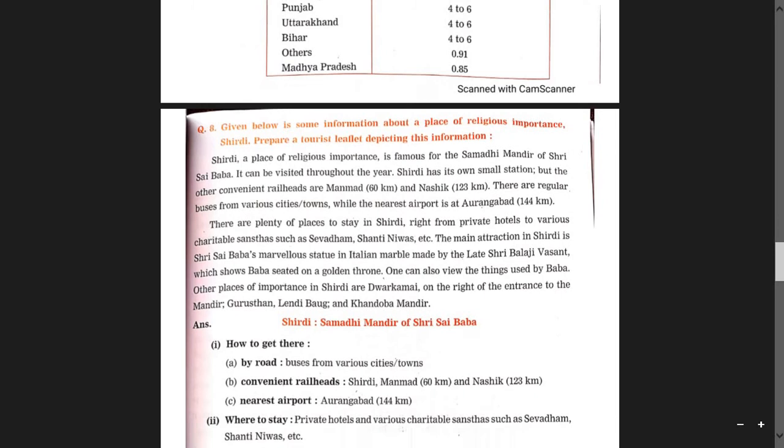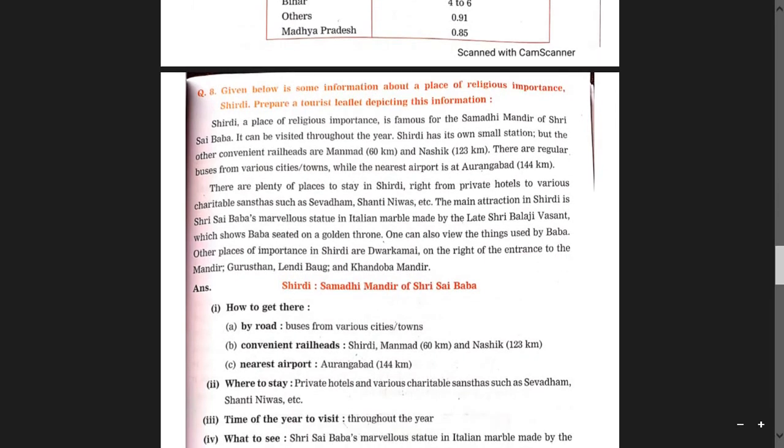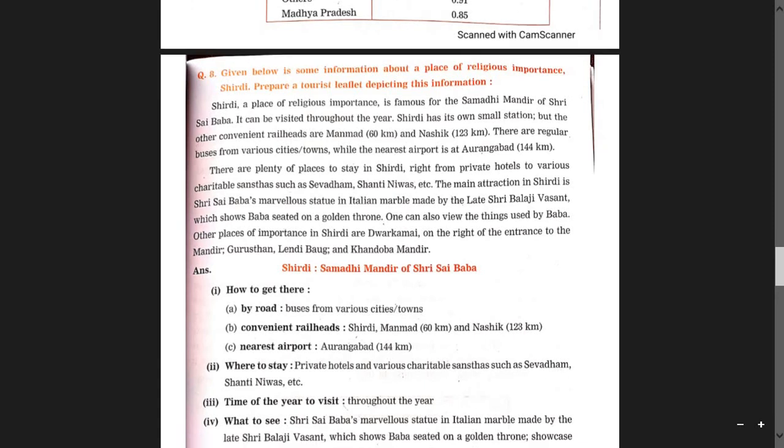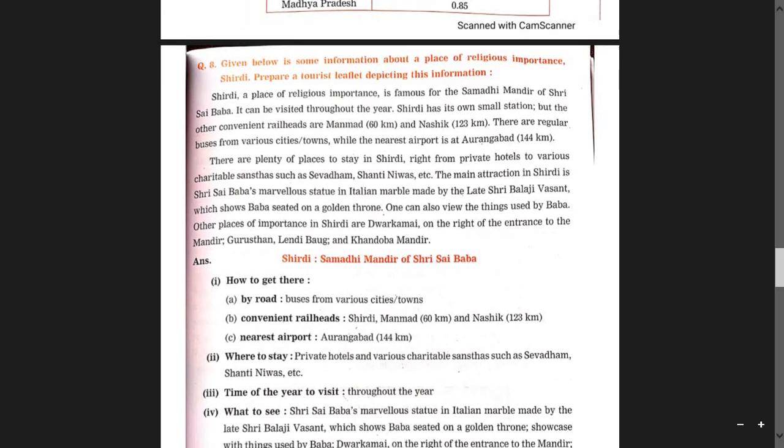Then here we come to question number 8. Given below is some information about a place of religious importance, Shirdi. Prepare a tourist leaflet depicting this information. So Shirdi, a place of religious importance, is famous for Samadhi Mandir of Sri Sai Baba. It can be visited throughout the year.